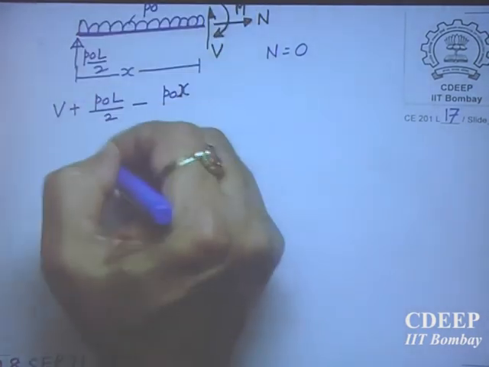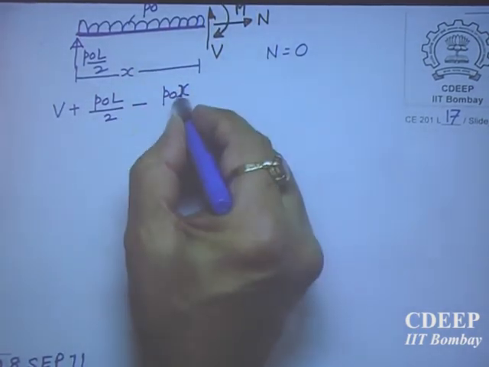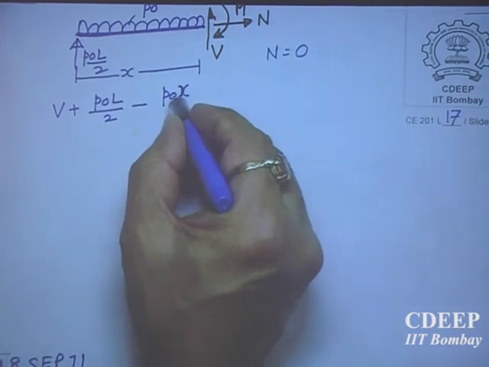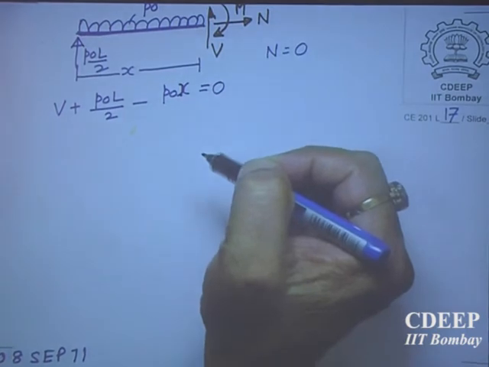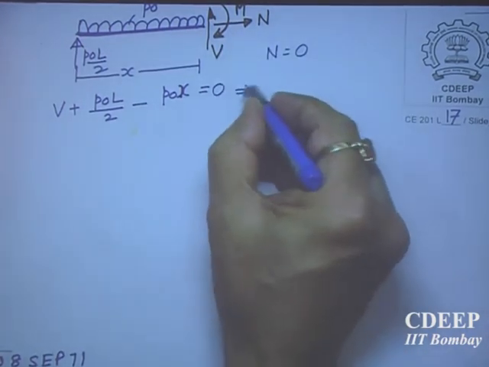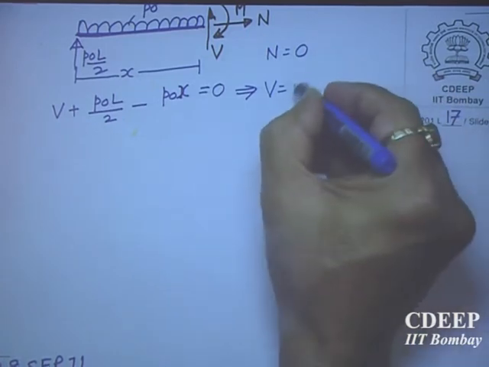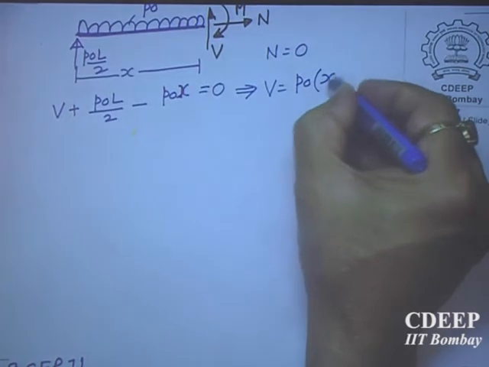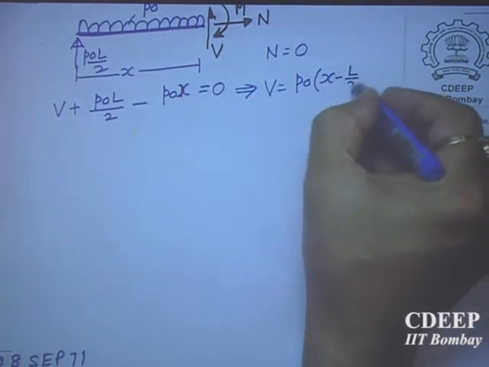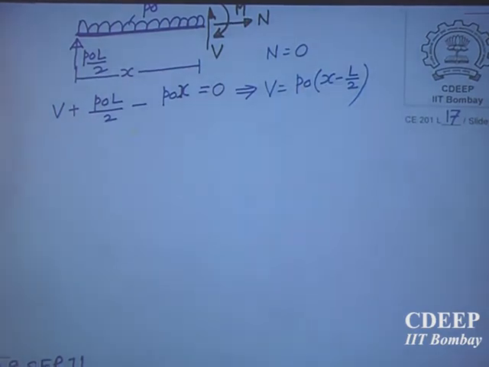What is the total load? Total load in the downward direction equal to P naught x. Is it okay? And that must be equal to 0. And therefore that gives me how much? V is equal to P naught, you take it on the other side, x minus L by 2. Shear force is equal to P naught.